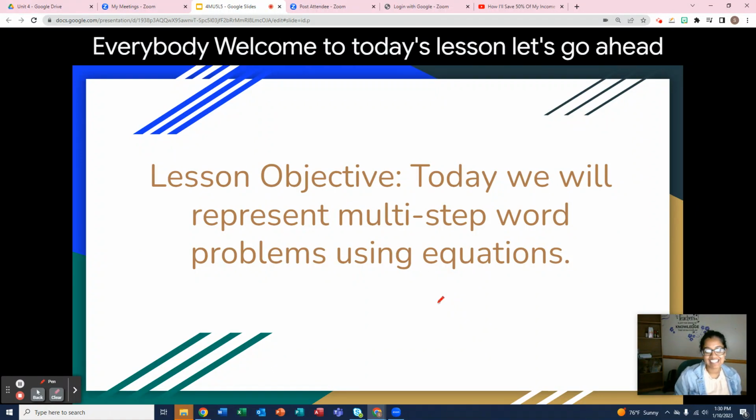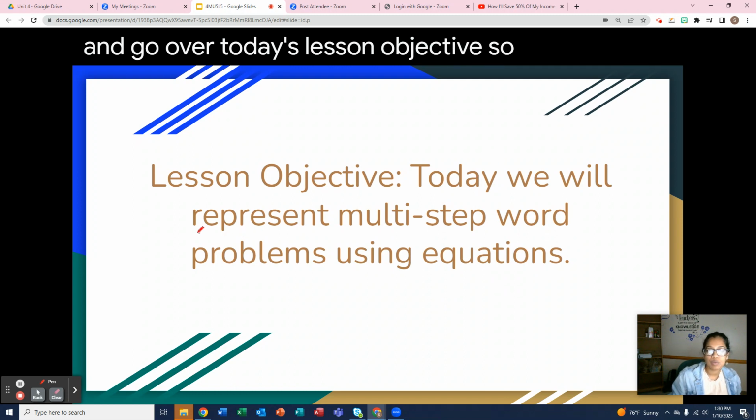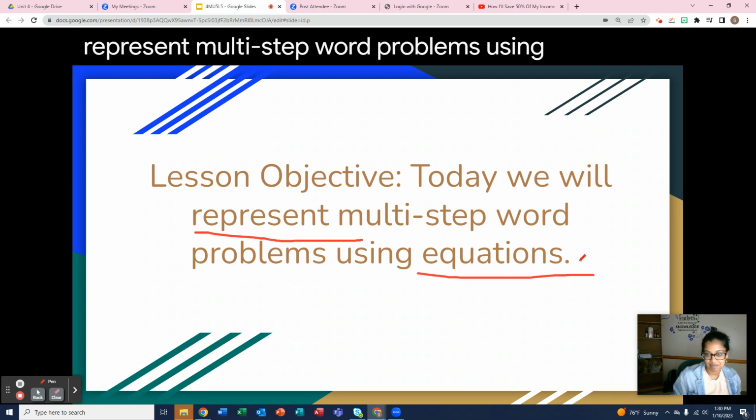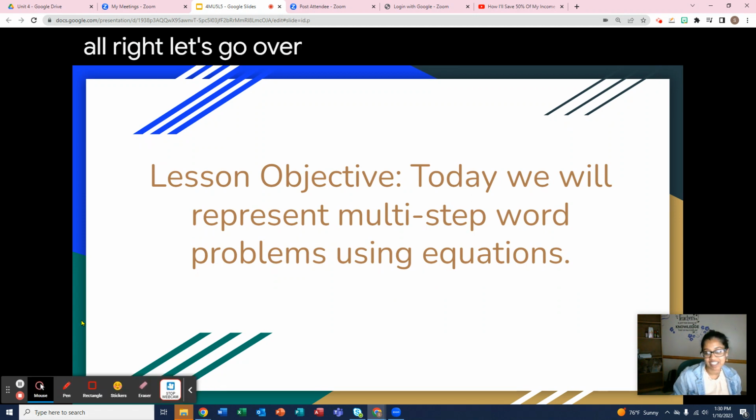Let's go ahead and go over today's lesson objective. So today we will represent multi-step word problems using equations. All right, let's go over our success criteria.